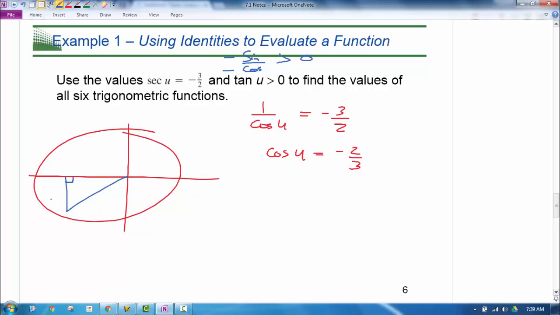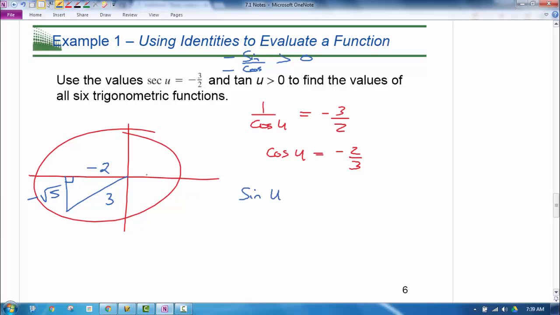So I'm going to draw my reference triangle there. This is the key, setting up your reference triangle. The cosine of the angle is -2/3, so this would be -2, this would be 3, in which case I can do the Pythagorean theorem to find this length over here. And this gives me the square root of 5, and I'm going to make it negative because technically I'm going back and then down.